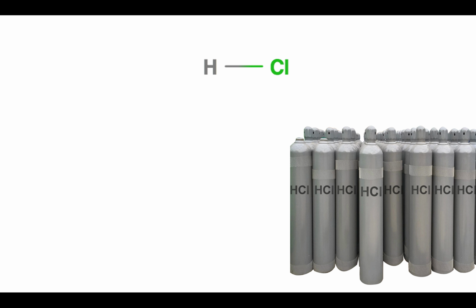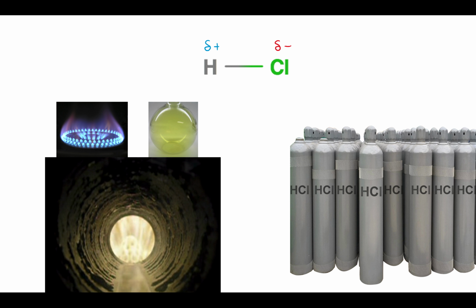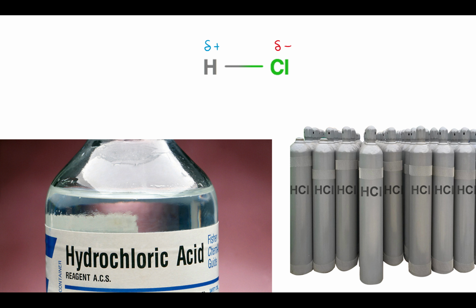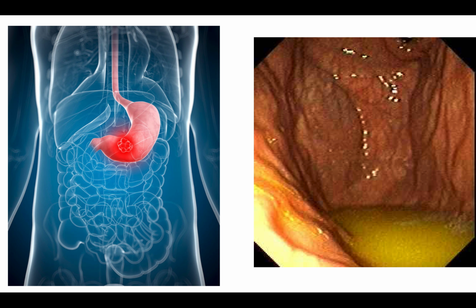HCl is hydrogen chloride, and at room temperature it exists as a clear, colorless gas. The chlorine has a slightly negative charge, and the hydrogen has a slightly positive charge, as we saw. You can make it by reacting hydrogen gas with chlorine gas, as you can see is happening in this furnace here. And if you dissolve it in water, it becomes hydrochloric acid. Hydrochloric acid is the acid that we have in our stomachs that helps to dissolve the proteins that we eat. And what's really dissolving them are those positive and negative charges that we saw before in that dipole.